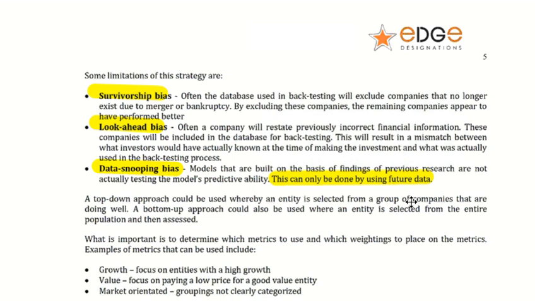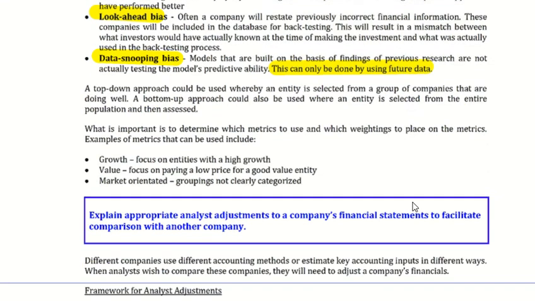What's important to determine is which metrics I'm going to use. Is price earnings the correct metric to see for value? Are earnings multiples the correct thing? Is EBITDA? And which weightings I'm going to place on the various metrics. I could use growth metrics. I'm focusing on high growth companies. I'm focusing on value companies, or for example market oriented companies. Depending on what you decide to focus on, you will give additional value.